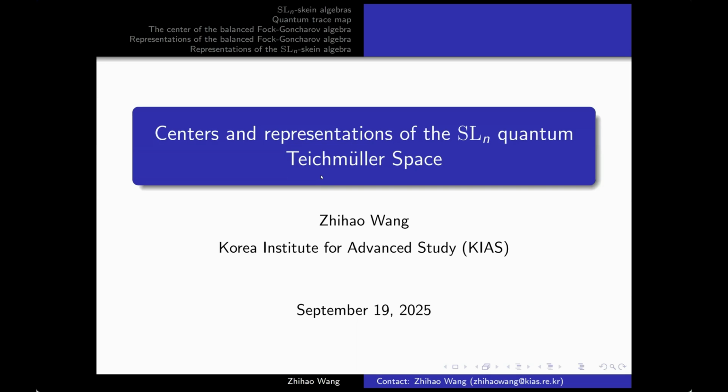But now for this talk, it is for the SLN quantum Teichmüller space. It just means, I mean, the classical Teichmüller theory is for SL2, so this is just a generalization. And there are two quantizations for this SLN Teichmüller space. One is the SLN skein algebra, another one is a quantum torus. And there's a very important map called the quantum trace map connecting these two quantizations. So today we're going to look at the representations of these two quantizations.